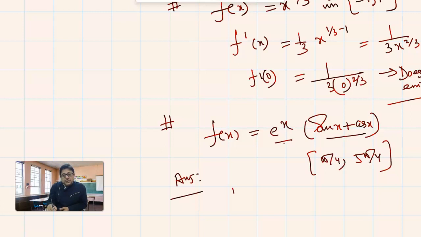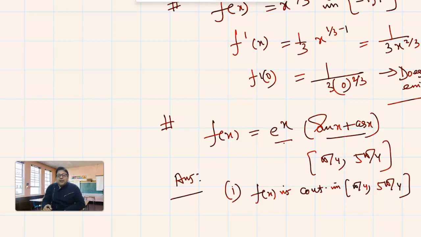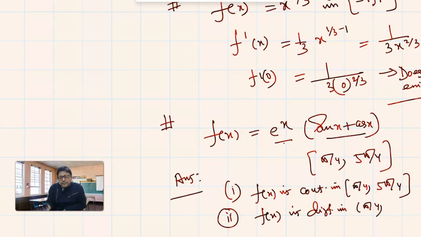So if you go by Rolle's theorem statement, f(x) is continuous. Obviously it is continuous in pi by 4 to 5 pi by 4. Now, is it differentiable also? Of course differentiable, because sin x, cos x, e to the power x, all are differentiable everywhere. So f(x) is differentiable in pi by 4 to 5 pi by 4, the open interval.